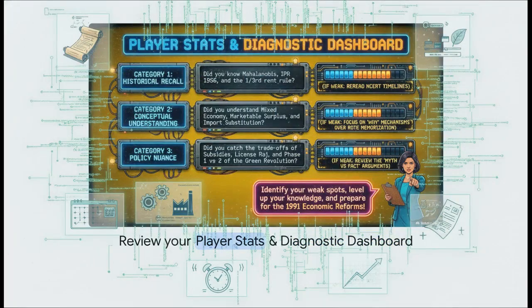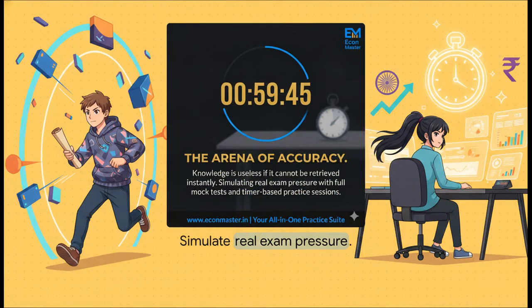Now, I want you to take a hard look at your player stats and your diagnostic dashboard. Be honest with yourself. Did you struggle with the names and dates in Category 1? If you did, you really need to go reread those NCERT timelines. Did you stumble on the conceptual mechanics like marketable surplus in Category 2? Or maybe you missed some of the policy nuances and the tricky trade-offs of subsidies in Category 3. The key is to identify those weak spots right now so you can level up your knowledge. Look, if you scored 8 or more in the standard levels, huge congratulations. You have officially survived the gauntlet and you're totally ready to tackle the 1991 reforms chapter.